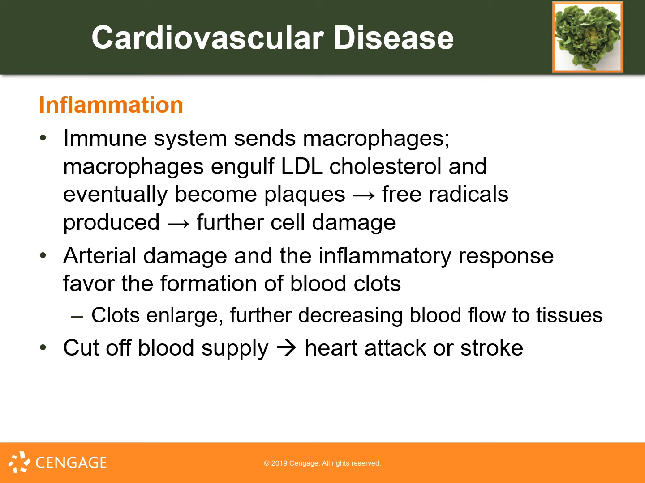Arterial damage and the inflammatory response favor the formation of blood clots. Clots enlarge, further decreasing blood flow to tissues. When you have a cutoff of blood supply, it leads to a heart attack or stroke. Blood supply is cut off either by a blood clot or by plaque breaking off and blocking an artery. If the blood flow is blocked in the heart, it's a heart attack. If it's blocked in the brain, it's a TIA or a stroke.